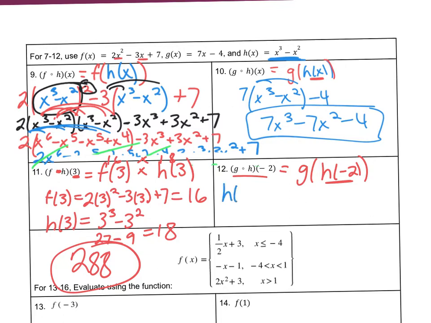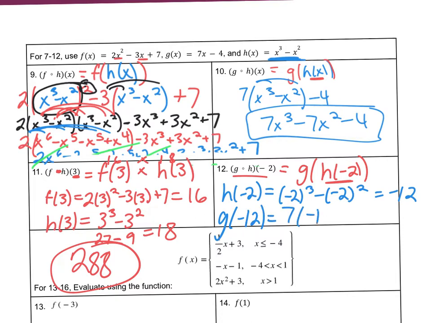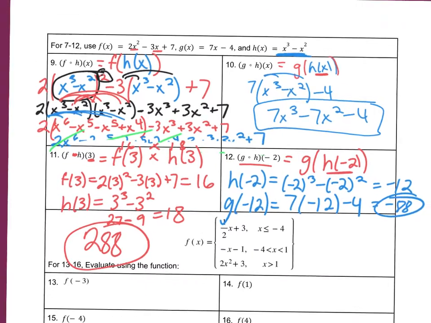H of negative 2 is just negative 2 cubed minus negative 2 squared. Put that into your calculator: negative 2, parenthesis, to the third power, minus parenthesis, negative 2 squared, and you should get negative 12. So now I just need g of negative 12, which is just 7 times negative 12 minus 4, which gives me negative 88, which is the same answer that should be on that review guide.